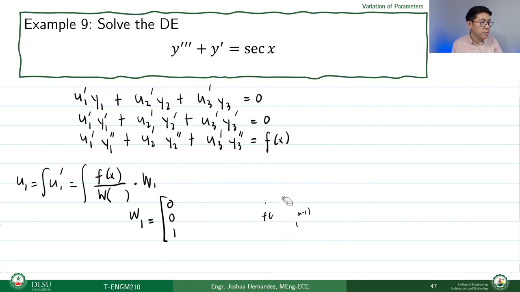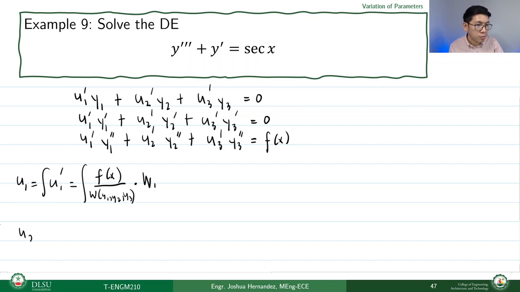Now, in here, for u sub 1, we replace the u sub 1 column with our answer column, 0, 0, 1. Again, it is 0, 0, 1, not f of x, because f of x is factored out. So this is like a general formula for all: f of x over the Wronskian multiplied by W1 for u1, W2 for u2, W3 for u3. Let me do it this way so you can appreciate it better: the Wronskian of y sub 1, y sub 2, y sub 3.